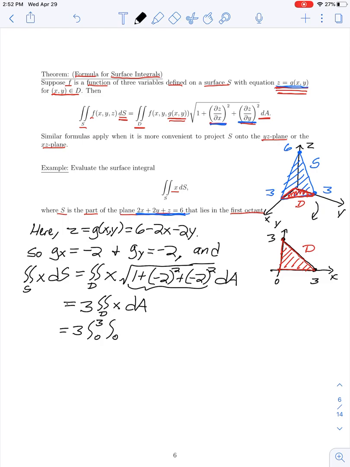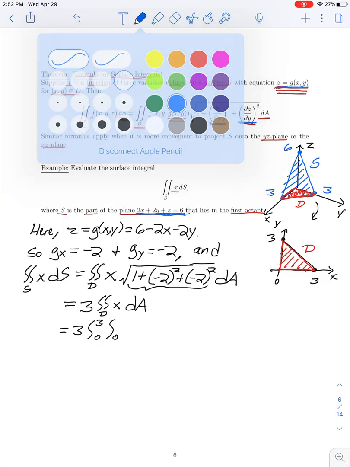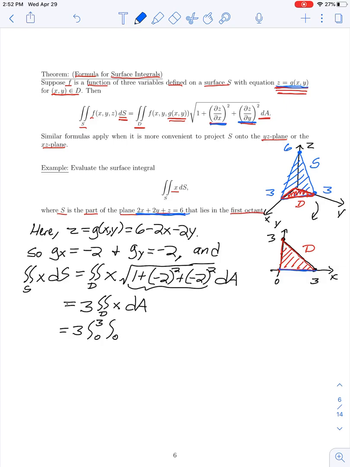and my inner integral with respect to y, well, y is bounded below by 0, that is the x-axis, and it is bounded above by this line connecting (0, 3) to (3, 0). That is the line y equals 3 minus x. So our upper limit of integration for y is 3 minus x. We're integrating the function x in the order dy dx.